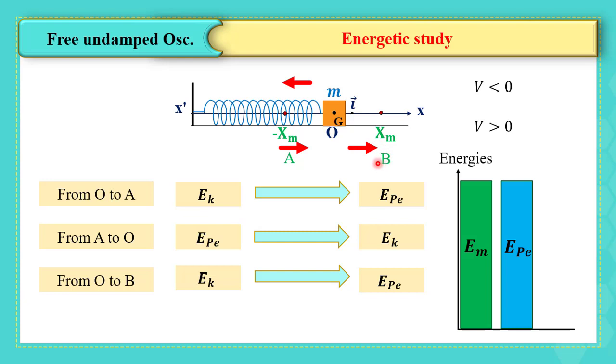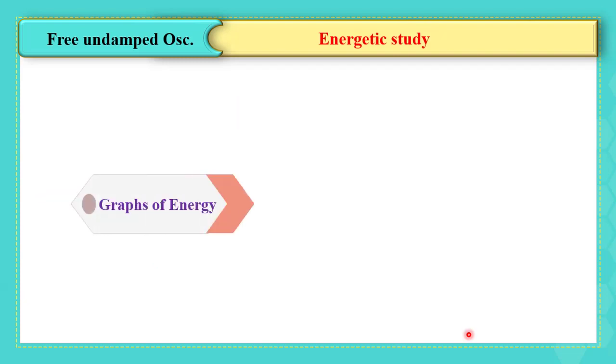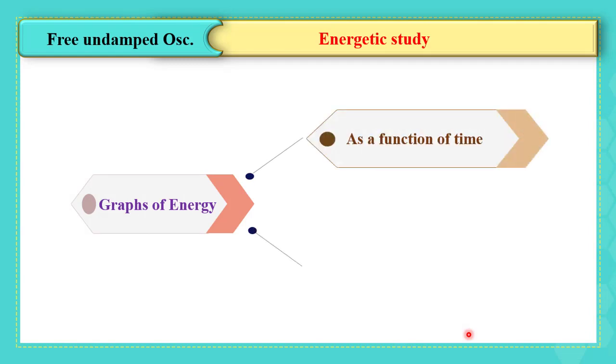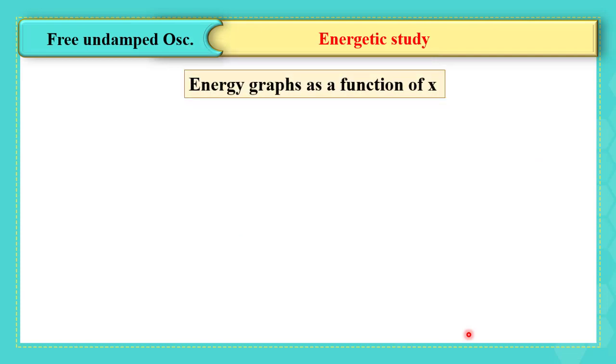The velocity becomes 0 then when the kinetic energy is completely converted to the elastic potential energy. Again, from B to O, the elastic potential energy is converted to kinetic energy at equilibrium, where the velocity is maximum. Since we are dealing with a simple harmonic motion, the mechanical energy is constant during all this conversion. The variations in energy can be studied either as a function of time or as a function of x. We are going to start with the study of energy as a function of x.